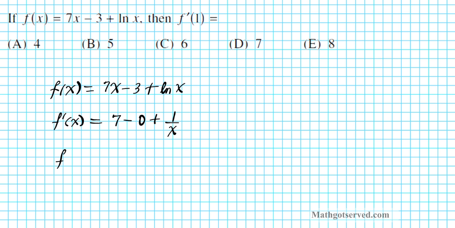All right, so let's evaluate the derivative at x equals 1. Simply input 1 into your x's. We have 7 plus 1 over 1. 7 plus 1, your answer is 8. Answer is option letter E.